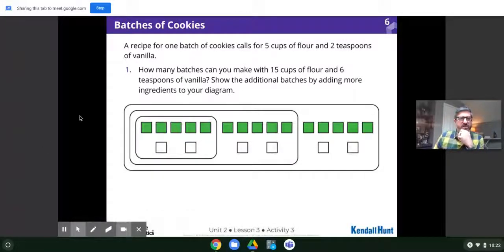I hope that makes a little sense. It might have been a bit confusing. But just remember, if we're doubling a recipe, we're multiplying every ingredient by 2. If we're tripling a recipe, we're multiplying every ingredient by 3.